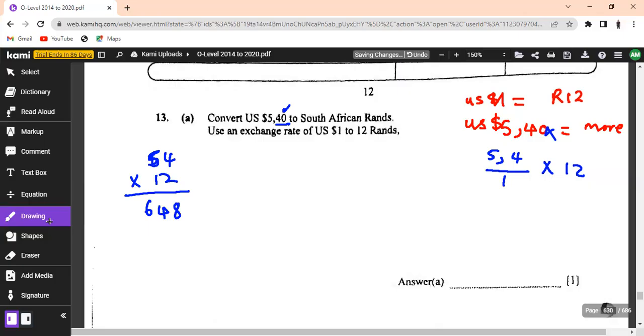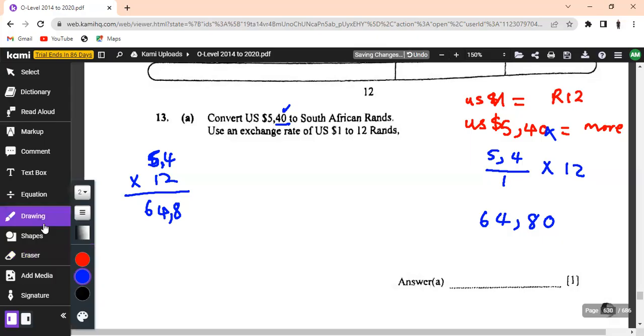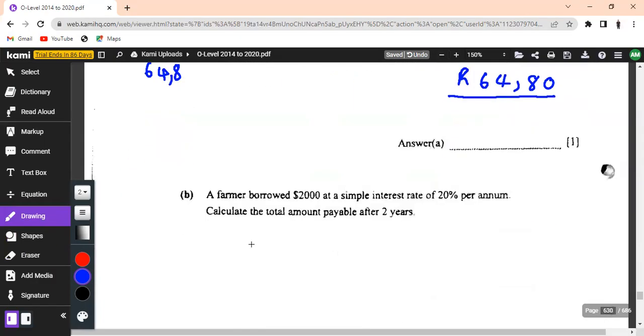Then how many decimal places do we have? We've got 1 decimal place because this is 5,4. So our answer is going to be 64,80. So remember, you're dealing with money. Okay, these are South African rands that we are now having. So that is going to be the equivalent in South African rands. So the question was for you to find the equivalent of $5.40 to South African rands. So that's what you're going to have in this case.